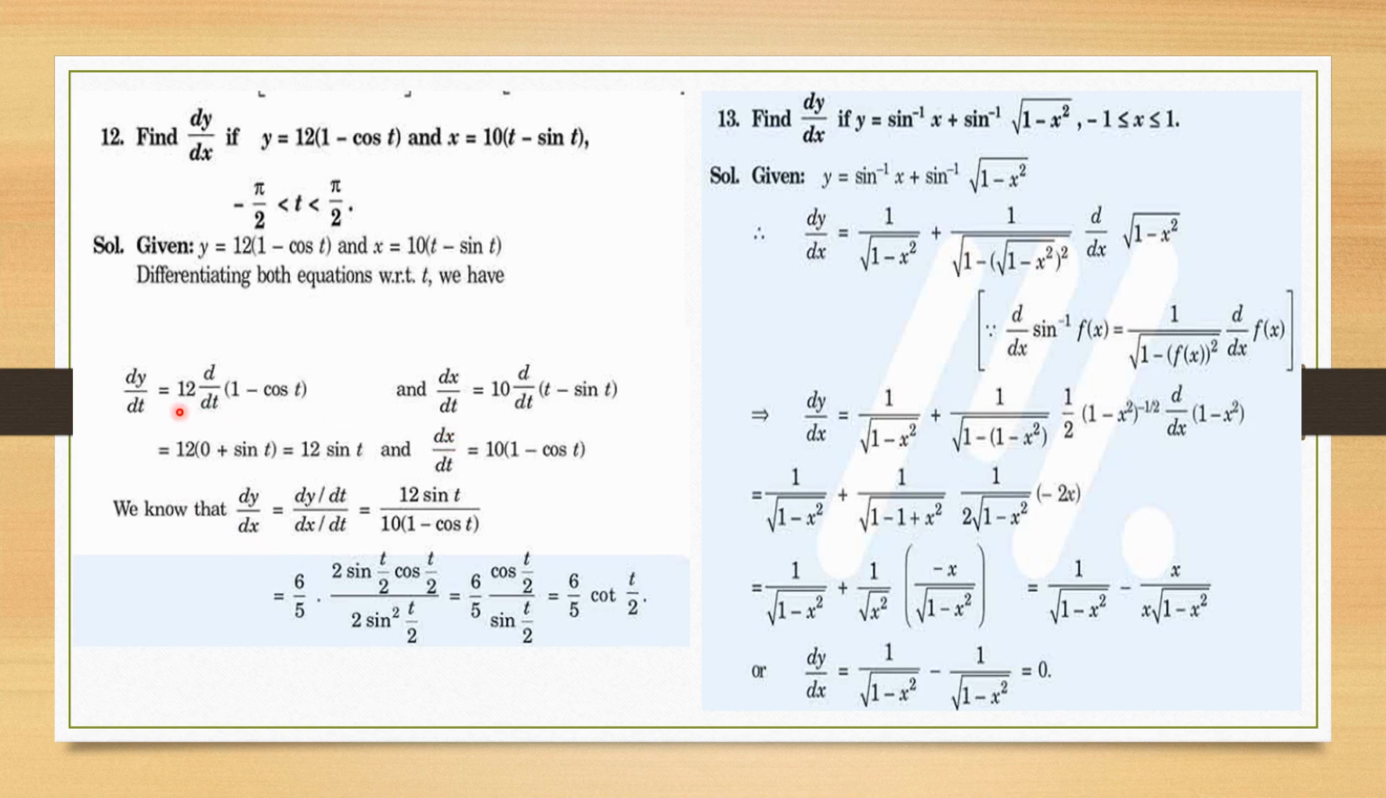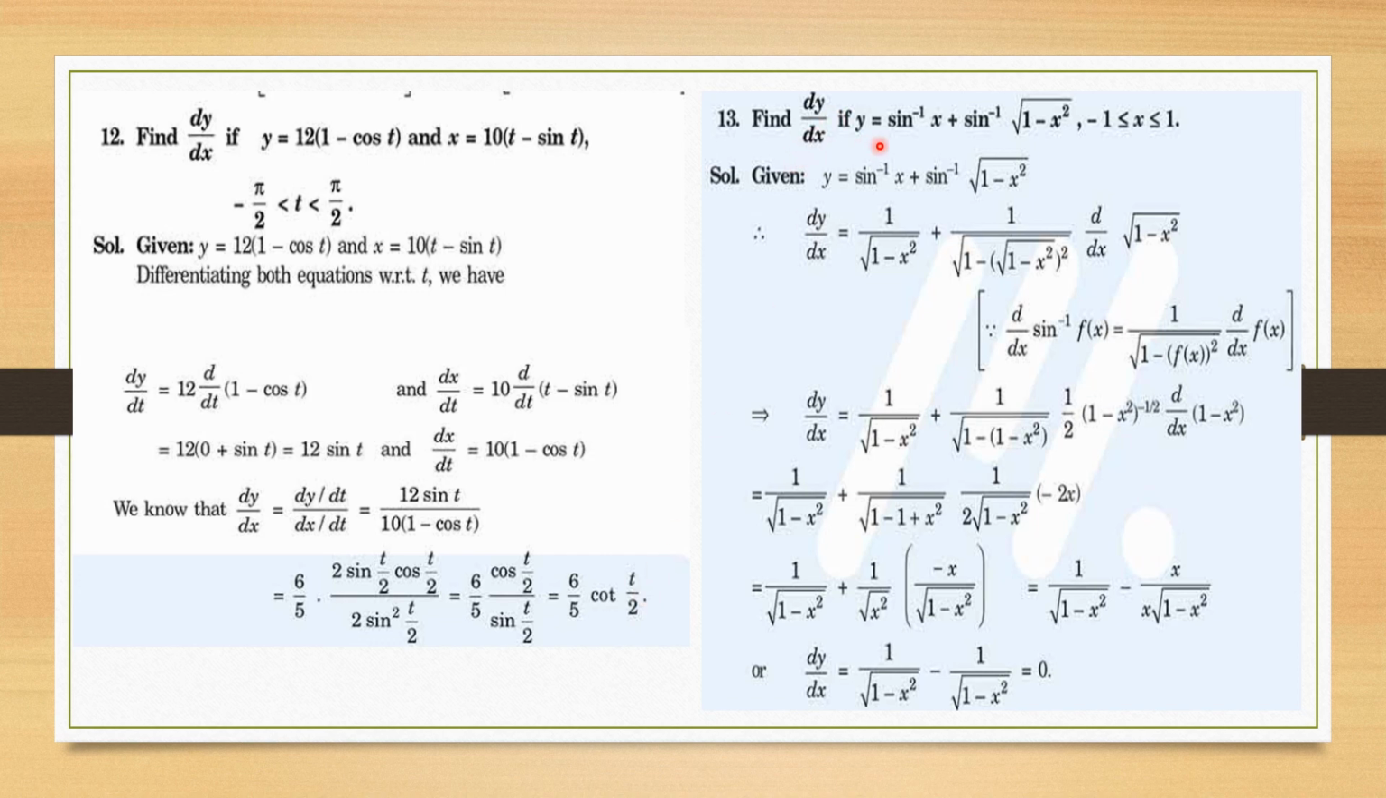So it is not going to give you trouble because the very first function is 12 times this is 0 and the derivative of cos is minus sin, so it will be plus sin t. So it is 12 sin t. And this one is 10 times the derivative of t is 1, and the derivative of sin is cos, so 1 minus cos t. So when you divide, you have to reduce it. So sin t can be opened as 2 sin t by 2 cos t by 2, and this has 2 sin square t by 2. After cancellation, you will get it as 6 by 5 times cot t by 2.